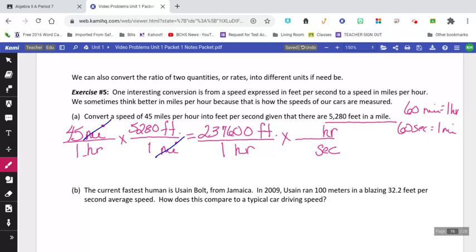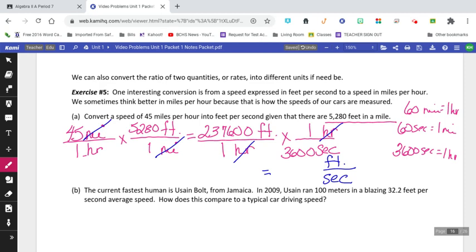So think about it. How many seconds must there be in an hour? All you would do is multiply 60 times 60, and it's 3,600 seconds in 1 hour. So that's what I'm going to fill in. In 1 hour, there are 3,600 seconds. So watch what happens. The hours cancel. The feet stay. So our final answer is going to be in feet per second.